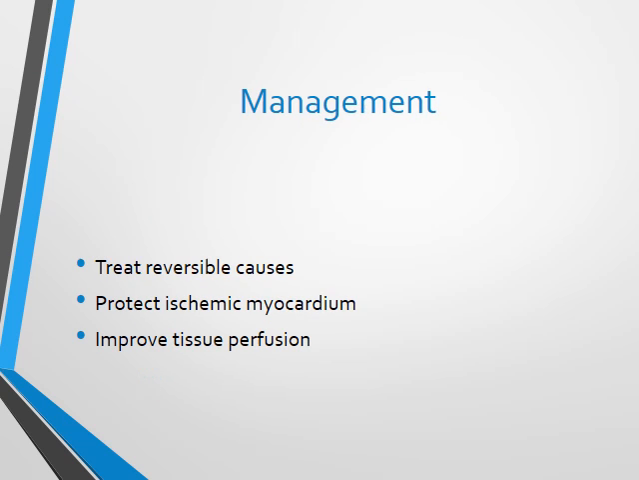What are some things you can do? You're going to treat the reversible causes. If they have a pneumo, you're going to fix that. If they have cardiac tamponade, you're going to fix that. What if they have an MI? You'll probably want to get them to cath lab, get that vessel reopened so they don't have too much tissue necrosis to their heart muscle. You might need some thrombolytics.